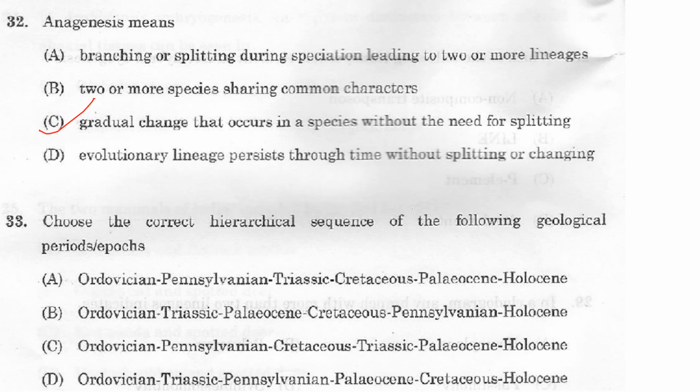Then next one. Choose the correct hierarchical sequence of the following geological periods or epochs. Ordovician, Pennsylvanian, Triassic, Cretaceous, Paleocene, Holocene. So the answer here is option A.